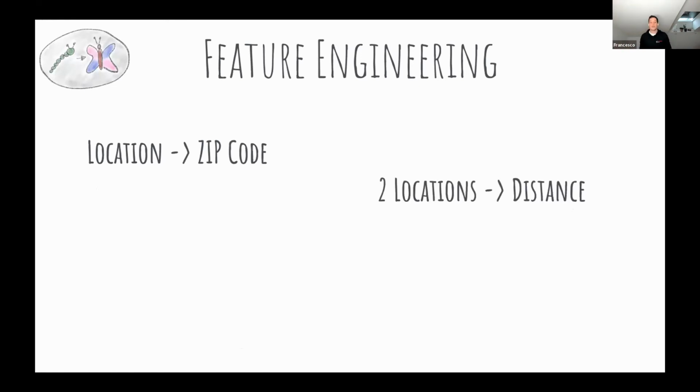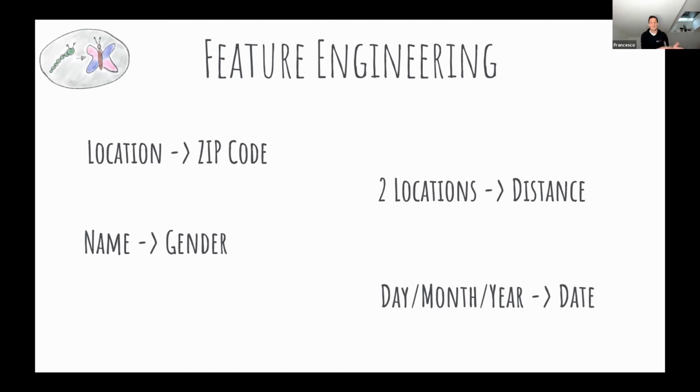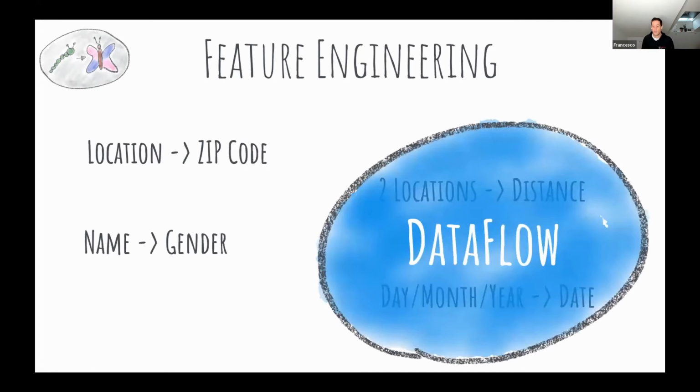If I have two locations, for example, let's think about predicting the taxi fare and have the start position and the end position, I may want to create a column which tells me the distance from A to B, because that could be a good predictor of the taxi fare. Then, if I have, for example, the name of a person, I may want to enrich that with the gender. Or if I have day, month, and year in separate columns, I want to create a unique column with the date. As you can understand, the two transformations on the right are easily achievable with data flow again.